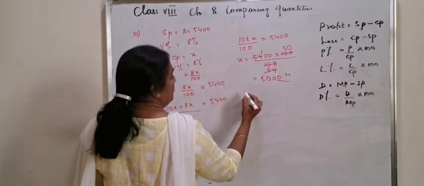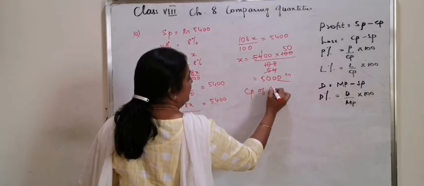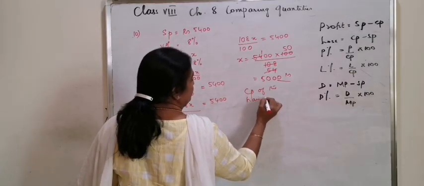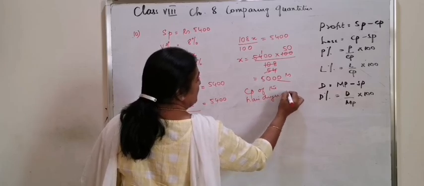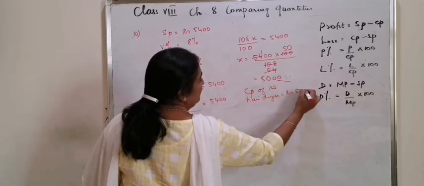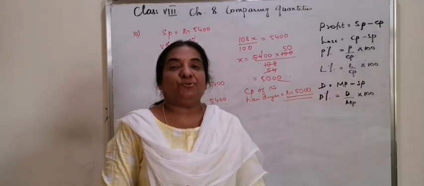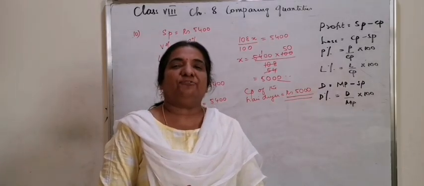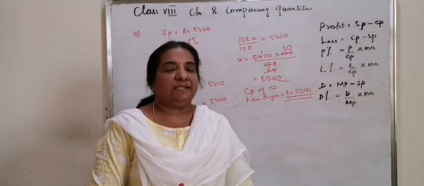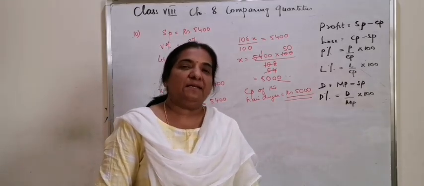That means the cost price of the hair dryer is equal to rupees 5000. Thus the exercise is over. You have to be thorough with the formulas and the concepts so that any questions of this pattern can be completed.